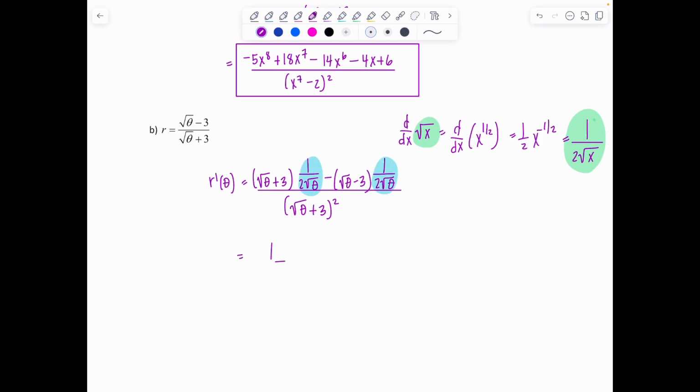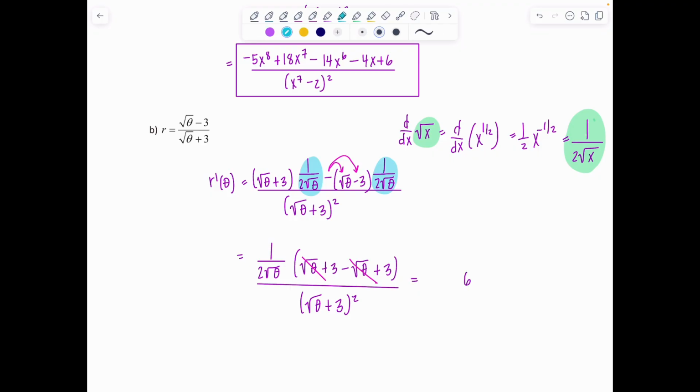So let me take out 1 over 2 square root of theta times square root of theta plus 3. And then if I distribute, do you see this negative? Yes, distribute with care. It'll be minus square root of theta plus 3 all over square root of theta plus 3 squared. Okay, let's see. So these square root of thetas cancel. And then I have 3 plus 3, so that's 6. And then let me just put this guy in the bottom, right?